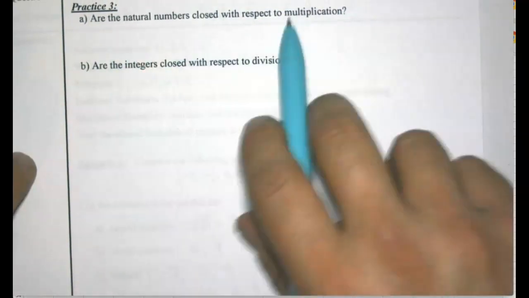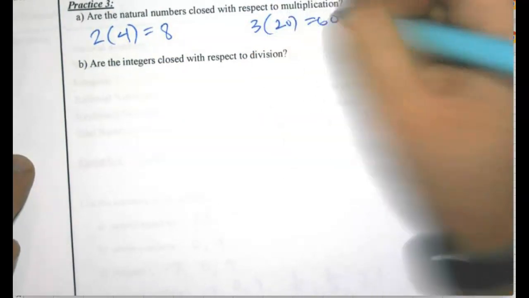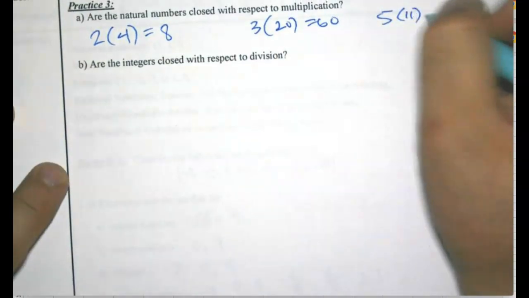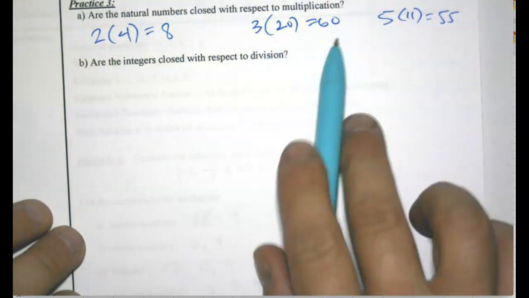So are natural numbers closed with respect to multiplication? Remember, natural numbers are just positive numbers. 2 times 4 is 8, also natural. 3 times 20 is 60, that's natural. 5 times 11 is 55. So 3 examples is good enough. Every time I multiply 2 natural numbers, I get a natural number for the answers. So this one is a yes, they're closed.